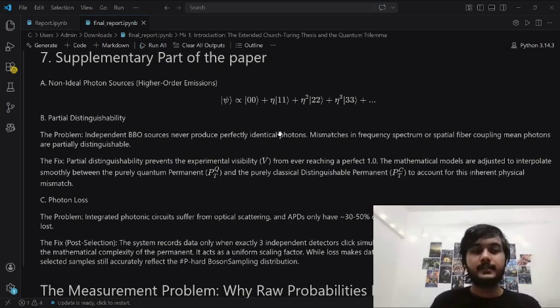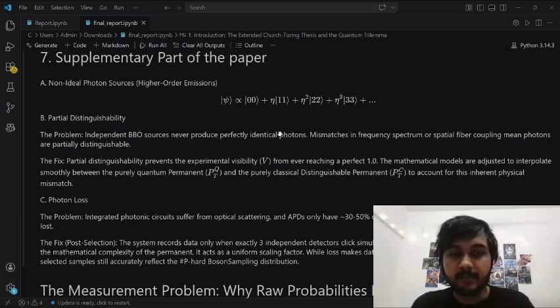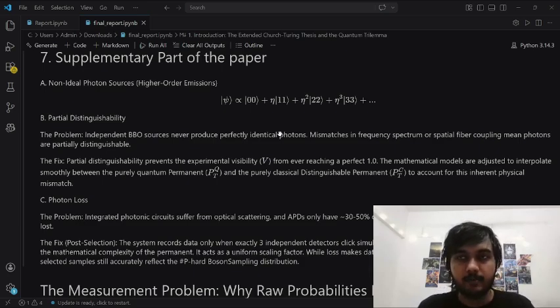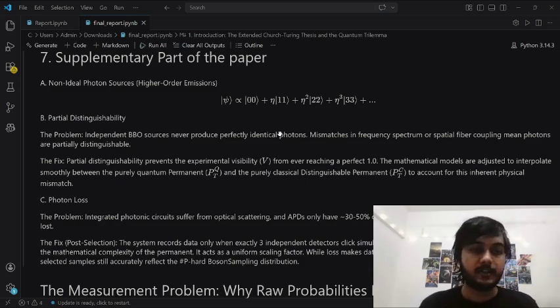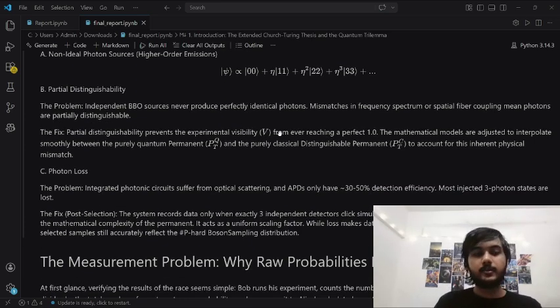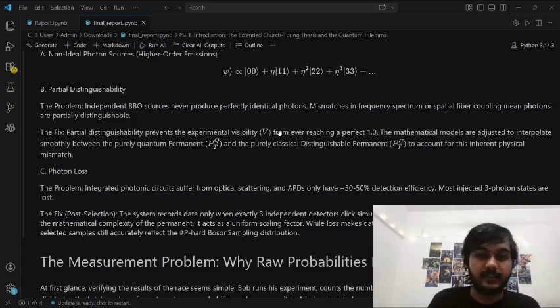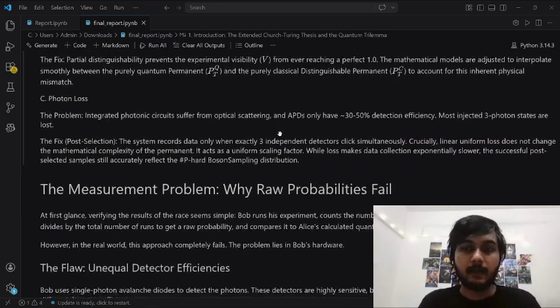The second part is that there can be different time delays due to thermal expansion and all of those things. So it can make the photons partially distinguishable. It can make them go out of the coherence length region. This is another problem, temperature control. There is another problem, photon loss, due to the detection efficiency. Some photons will be detected, some will not be detected, due to the quantum efficiency of our APD detectors. So these are some problems.